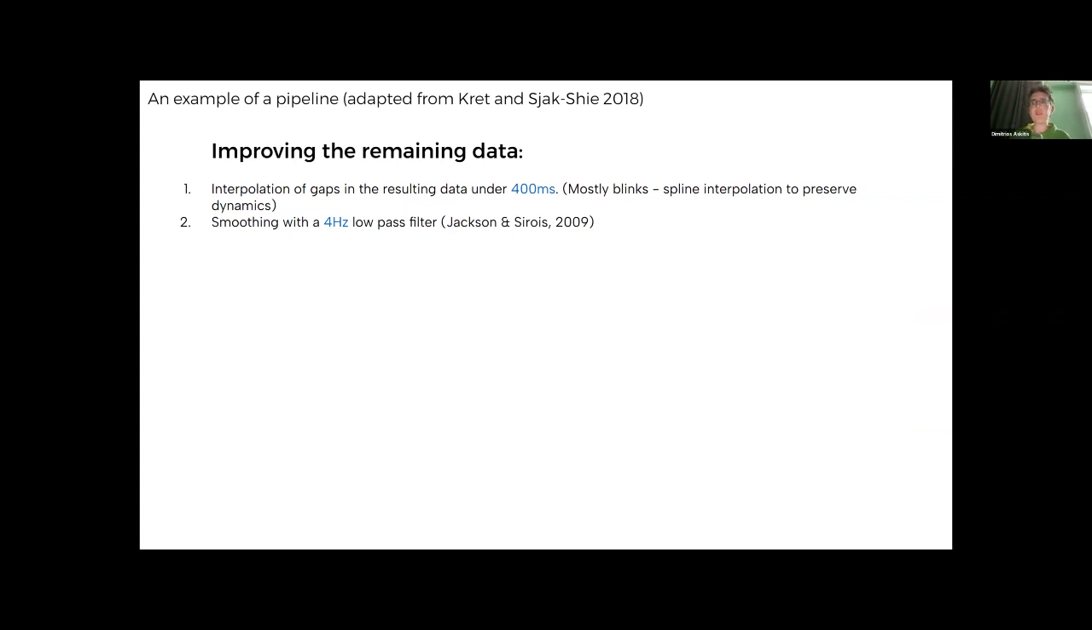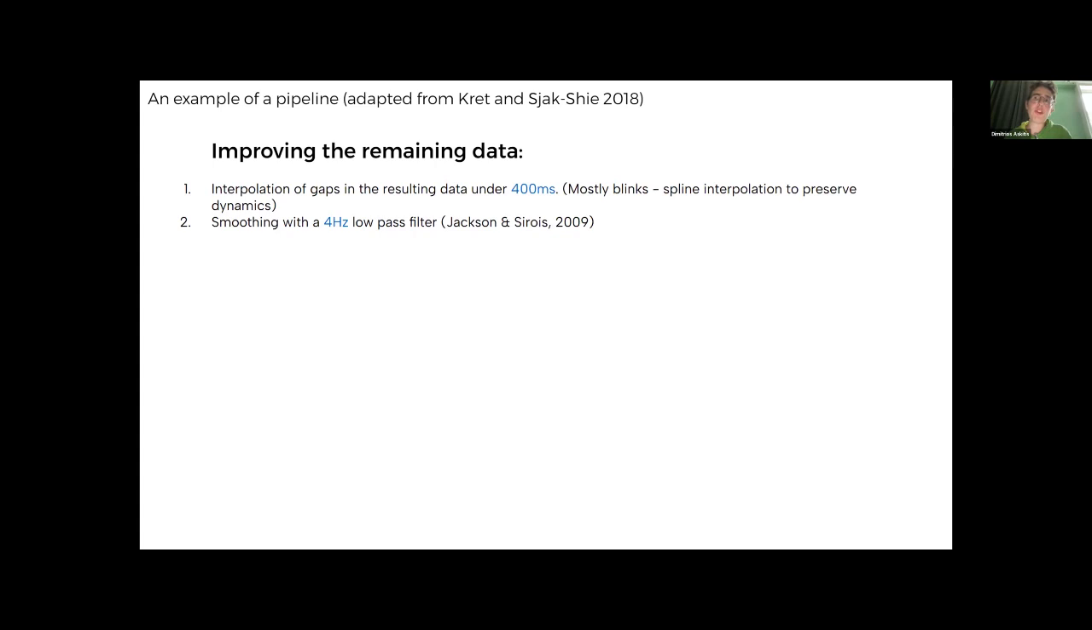So after we have removed all these outliers, we continue to improve the quality of the data that remains. And this is done by interpolating gaps. Usually this is mostly blinks. We don't want to lose this data. There is no reason to lose it, because pupil size will not change much around this in this small amount of time.